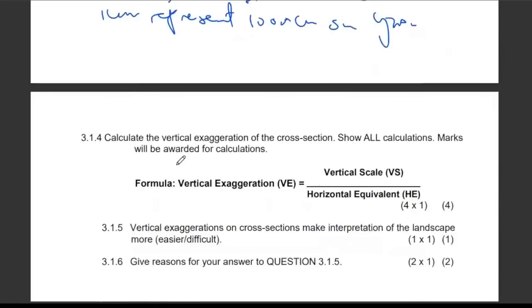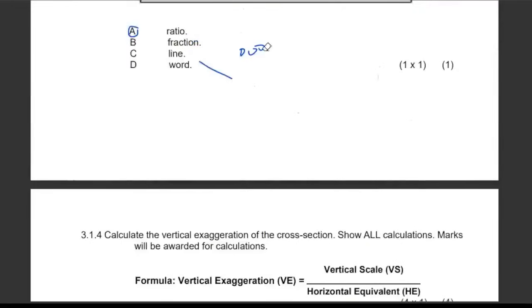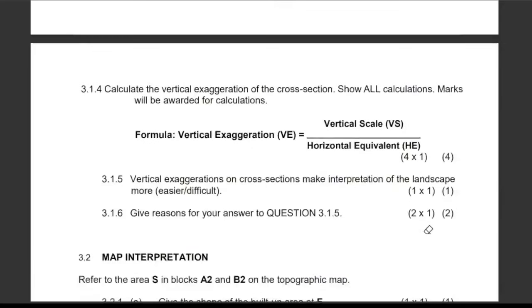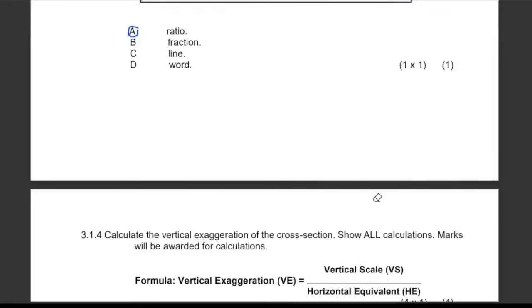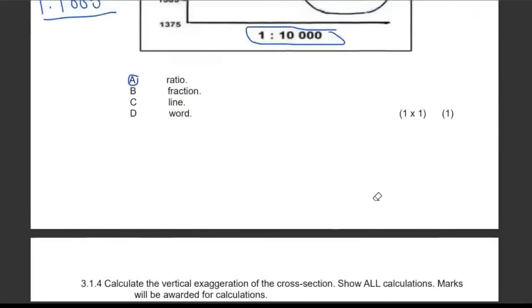So coming to our formula, we are saying the formula for calculating our vertical exaggeration is vertical scale over horizontal scale, VE. So if we use the two scales, the vertical scale is 1:1000, divided by the horizontal scale, which is 1:10,000.